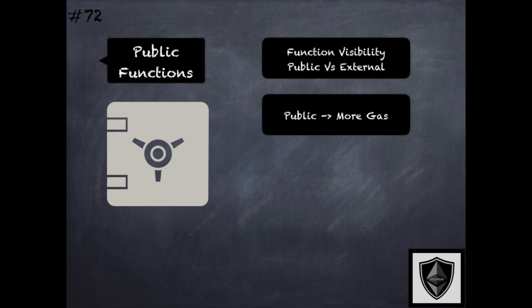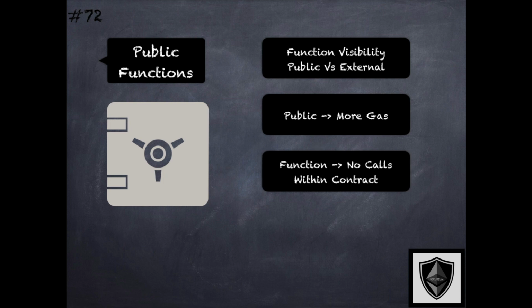consume more gas than external functions. The reason for this is because the arguments of public functions need to be copied from the call data component of EVM to the memory component. And this copying produces more bytecode for such public functions, which therefore consumes more gas. And this copying is not required for external functions where their arguments can be left behind in the call data component of EVM. So this is the key difference that leads to public functions consuming more gas than external functions in Solidity.